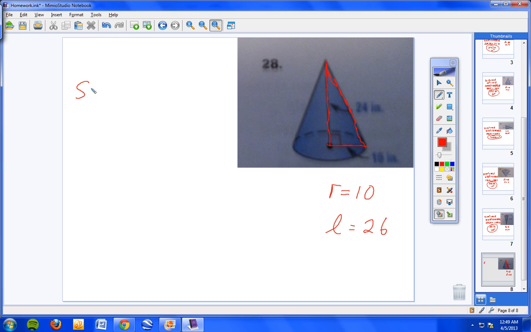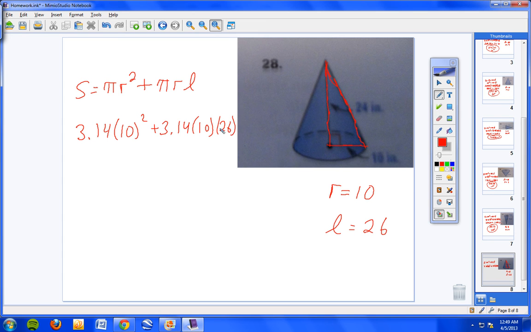So in order to find the surface area, it's area of base, which is pi r squared, plus pi r l. So for pi right here, I'm going to substitute 3.14. For r, I'm going to substitute 10 squared, or 10. For pi, I'm going to substitute 3.14. For r, it'll be 10. And for the slant height, that will be 26.